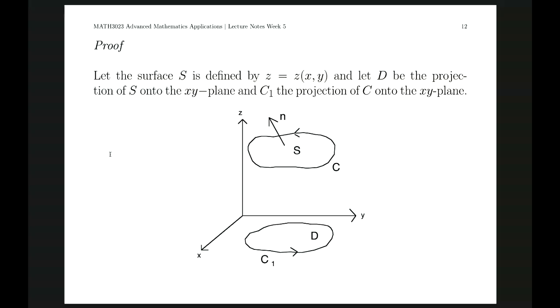Right, and I work out what the projection is into the xy plane, the same thing we do when we're doing double and triple integrals. The projection of C into the xy plane is C1, basically setting z equals 0. And this surface has a projection D in the xy plane.